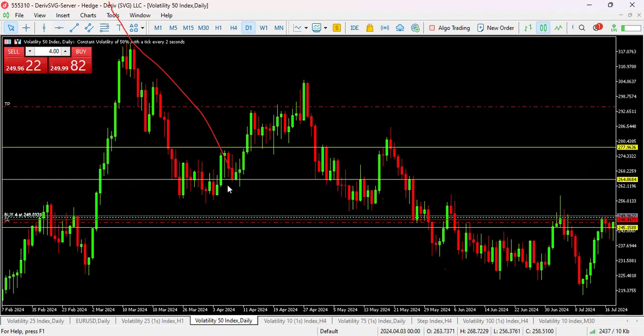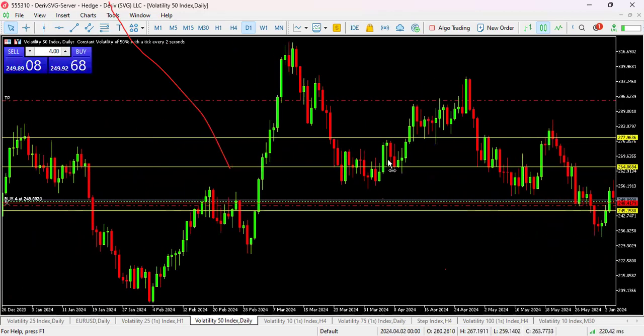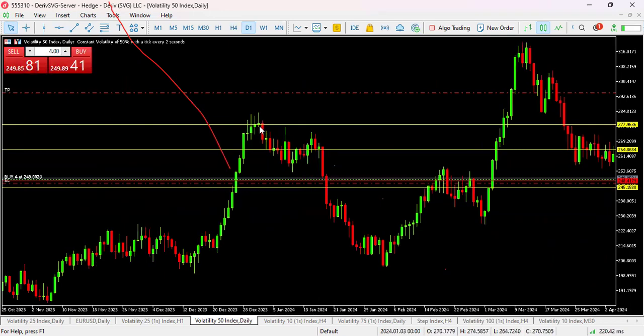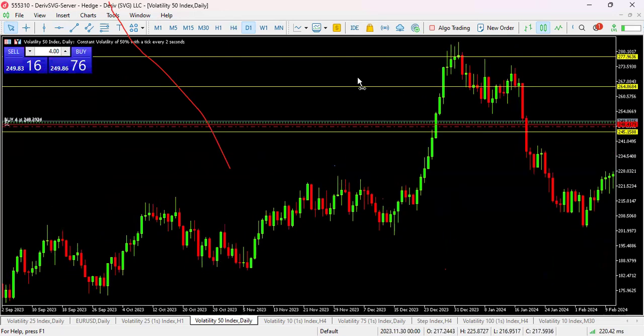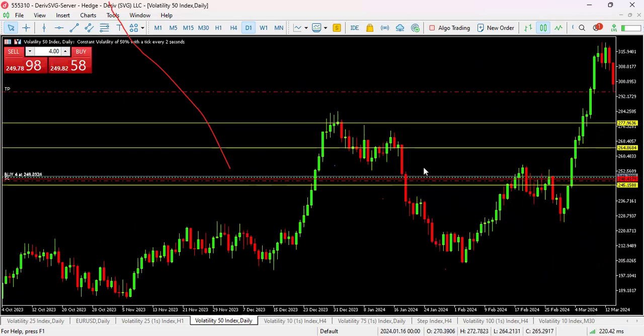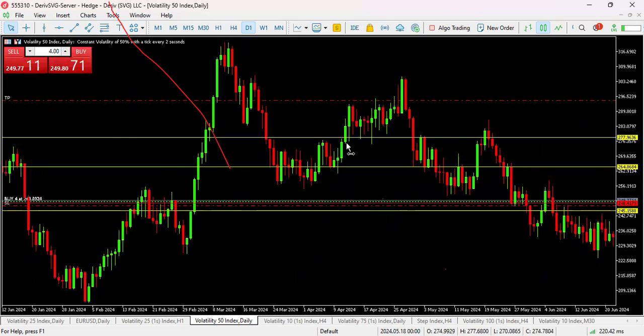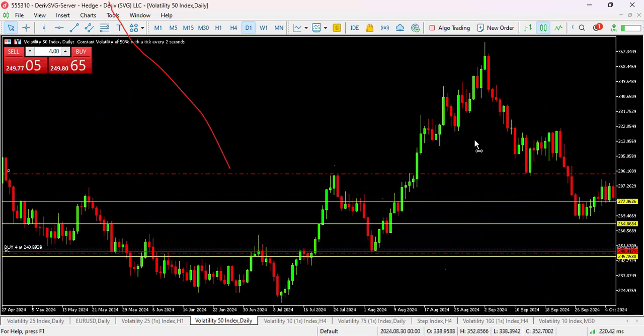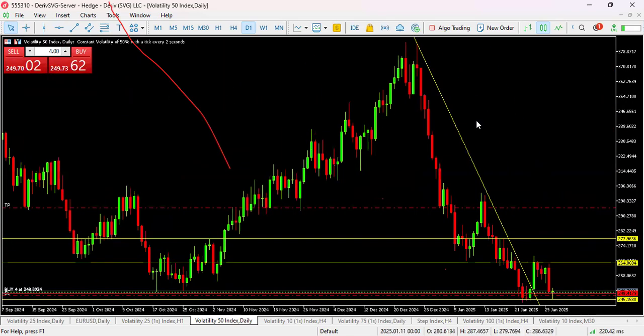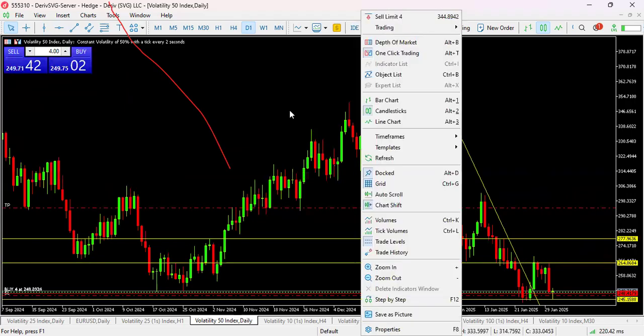You have to go back. This seems to be the next zone. Yeah, this is the next zone because of the past history. When you put your cursor horizontal line on that zone, you just go back, just shift your chart to the back side and see the zone by yourself.